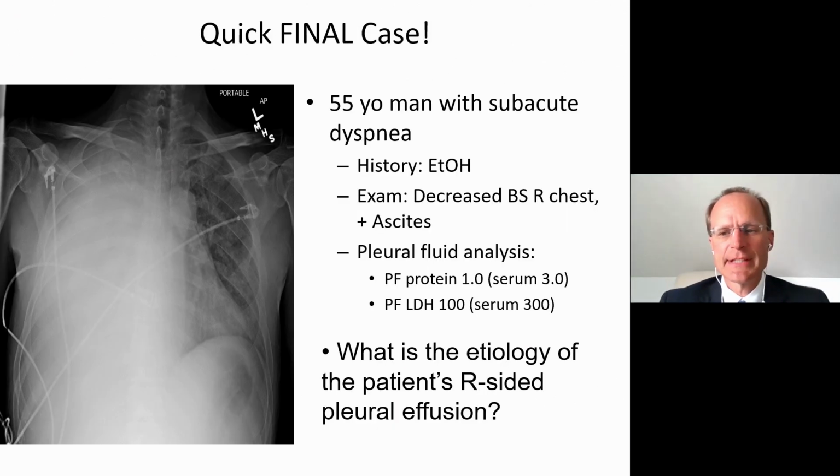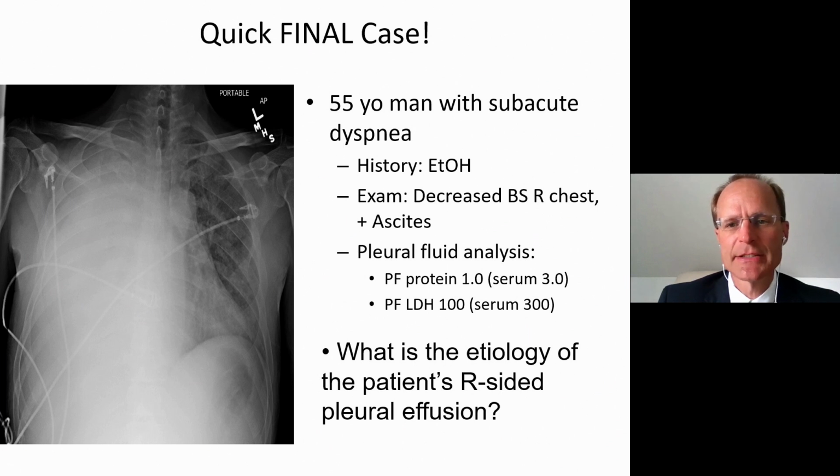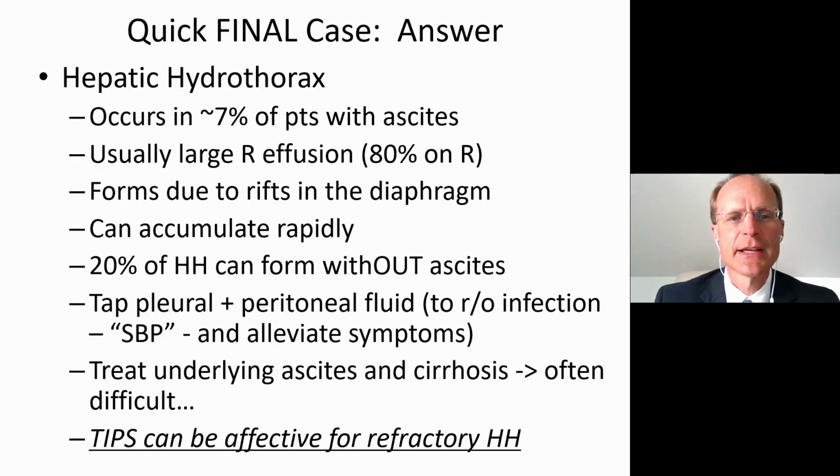I'm going to end with a bonus case just to review in a couple of slides an important topic. This is a 55-year-old man with subacute dyspnea, a history of alcohol use disorder, and decreased right breath sounds and ascites on exam with a very large right-sided pleural effusion. In contrast to our first trapped lung case, the trachea is deviated away from the side of the pleural effusion, indicating some tension under the fluid. So the etiology of this patient's right-sided pleural effusion is almost certainly a hepatic hydrothorax, which was confirmed on thoracentesis.